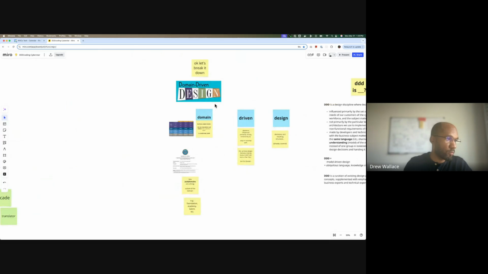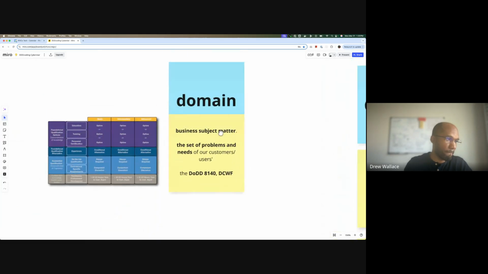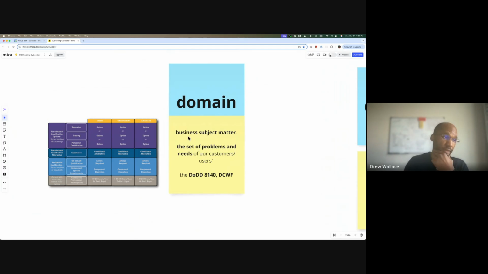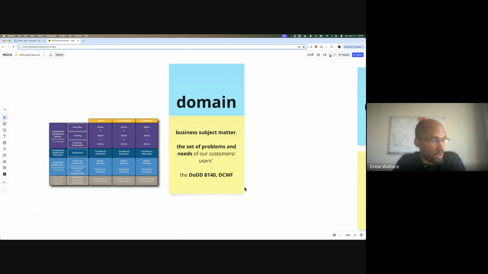So let's break down domain-driven design, right? So domain, here's the definition of a domain. It's the business subject matter, simply put. That's what it is. That's all it is. It's the set of problems and needs of our customers and users. And our example is this, the DODD 8140 DCWF.